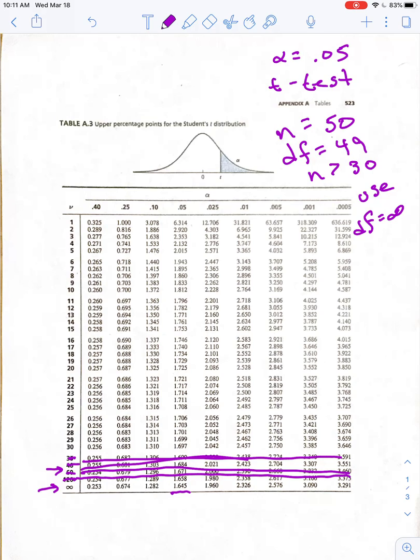Now remember, if you're doing a t-test and n is bigger than 30, you're going to use that bottom row. You're going to use the infinity line. The degrees of freedom are infinity. The critical values I've marked out will never be used. So don't even think about it. See how I'm marking them out? They will not be used.